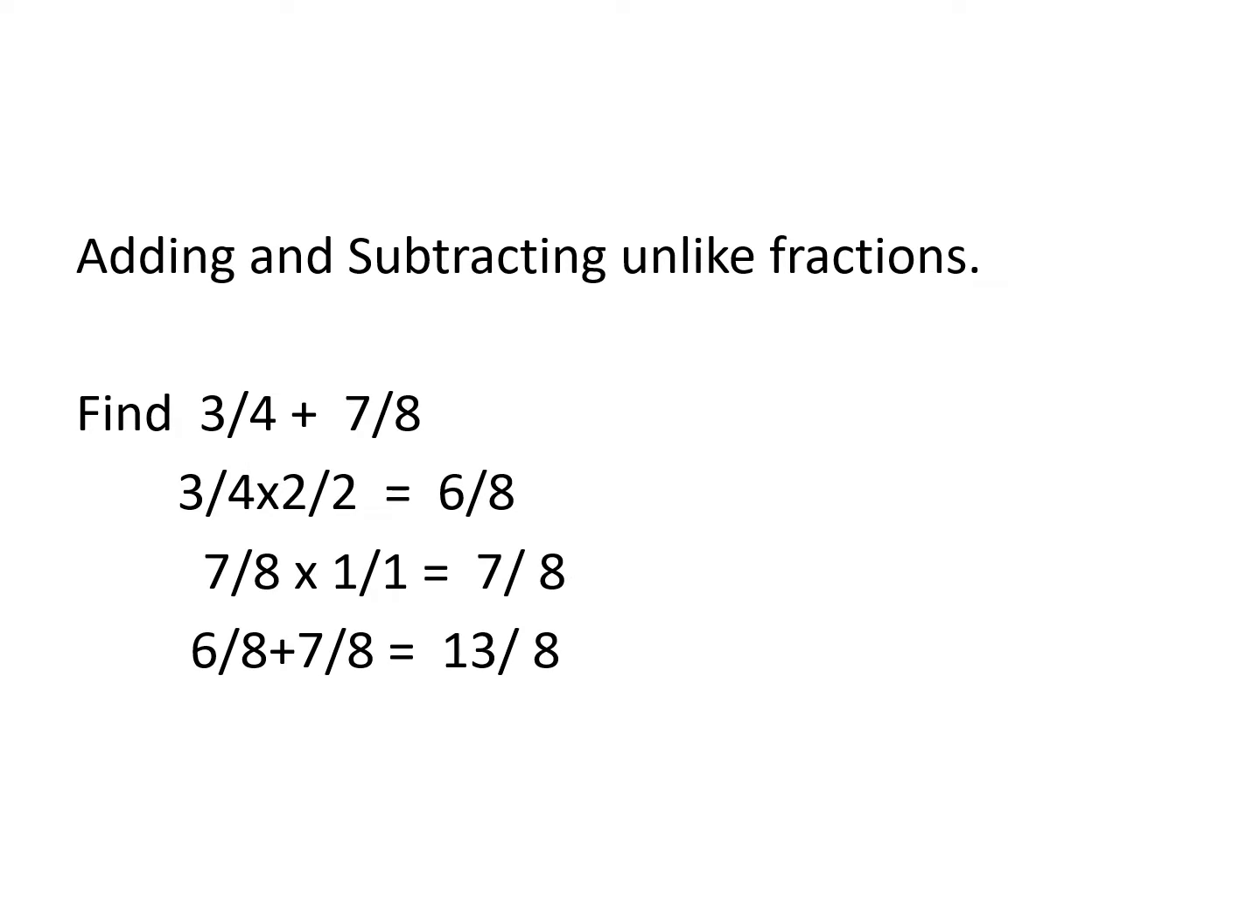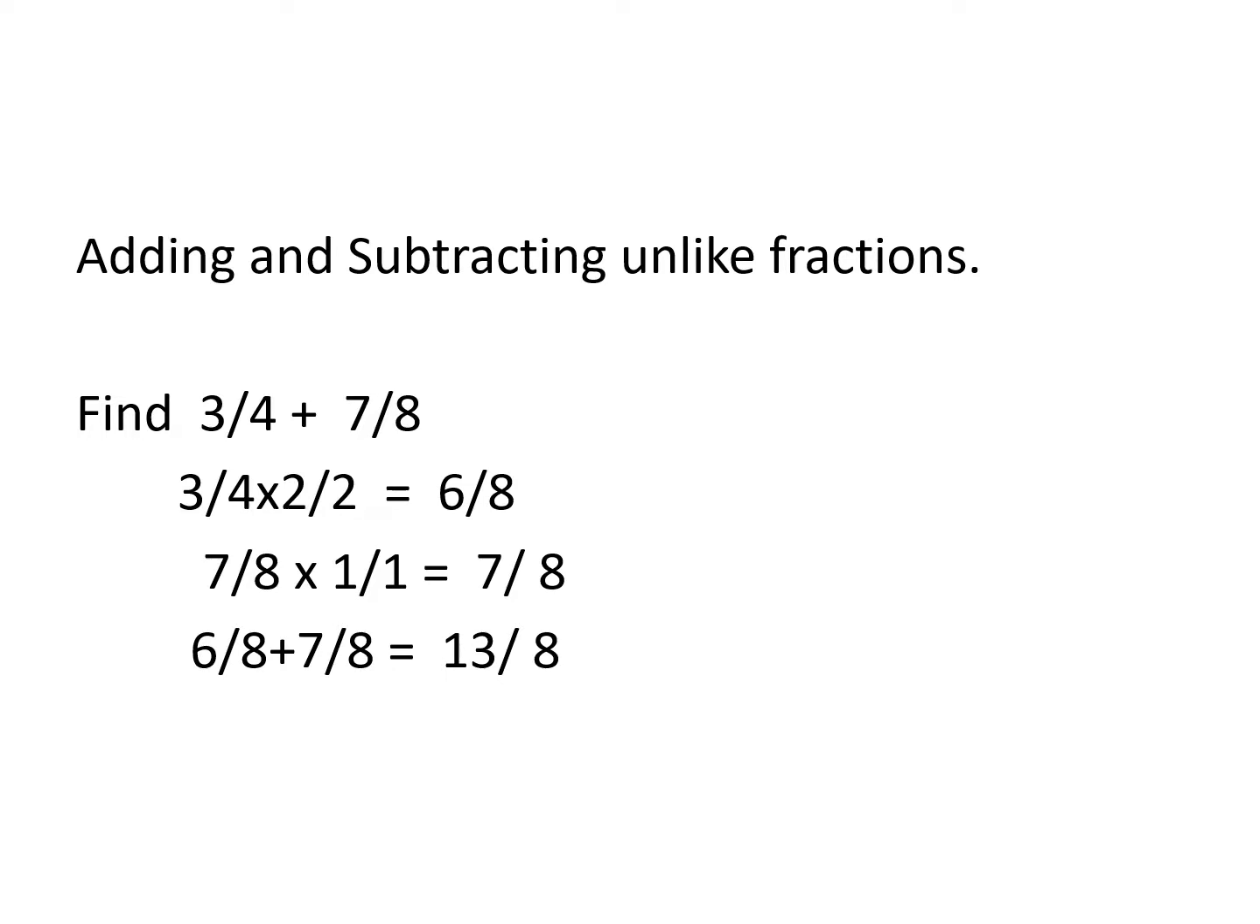Let us see example 1. Adding unlike fractions. What are unlike fractions? Fractions having different denominators are called unlike fractions. Two unlike fractions are given, 3/4 and 7/8. In 3/4, the denominator is 4 and in 7/8, the denominator is 8. How can you make them like fractions?